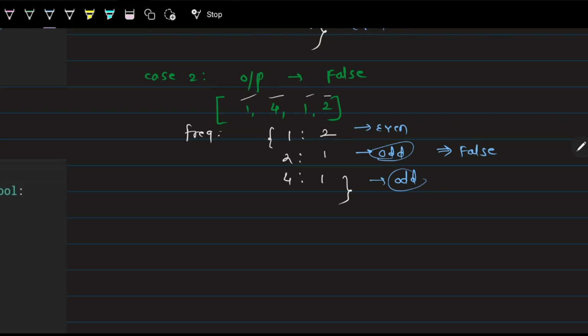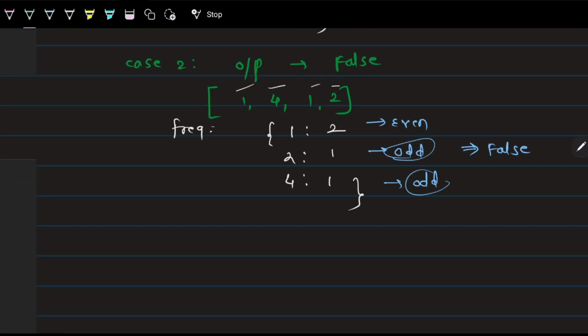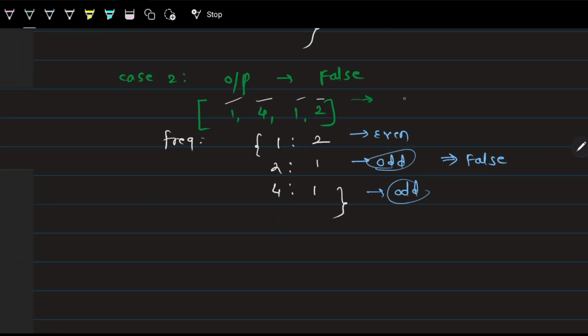Because see, let's try to build the pair array. For 1, I have another valid 1 present. For this 4, I don't have any other element, so it will be empty. For this 2, I don't have any other element, it will be empty. So if even at least a single pair is empty, it means the output would be false.